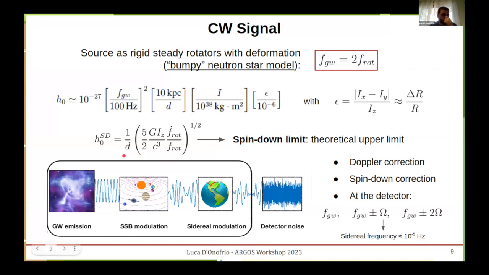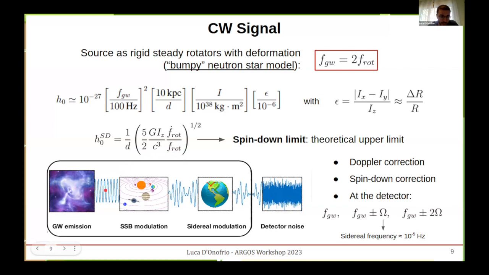Then we can set a theoretical upper limit to the amplitude, because the pulsars are observed to spin down, and so to lose energy. And we can assume that this loss of energy is completely due to the emission of gravitational waves. Of course, this is a strong assumption, but it allows us to set a theoretical upper limit to the amplitude that has this expression. So it depends on the inverse of the distance and then on the ratio between the spin down and the rotation frequency.